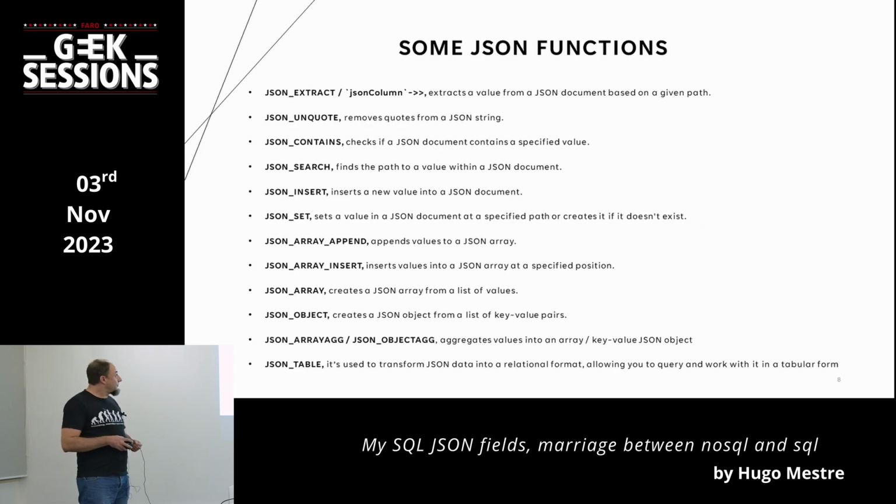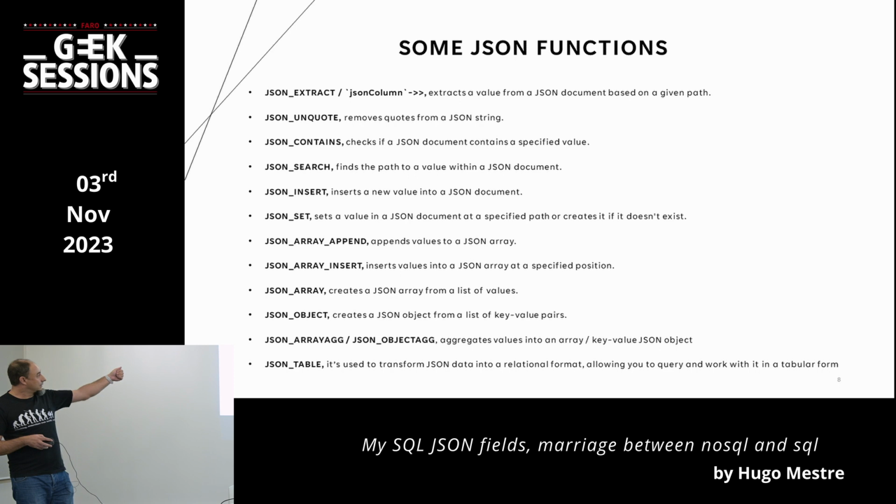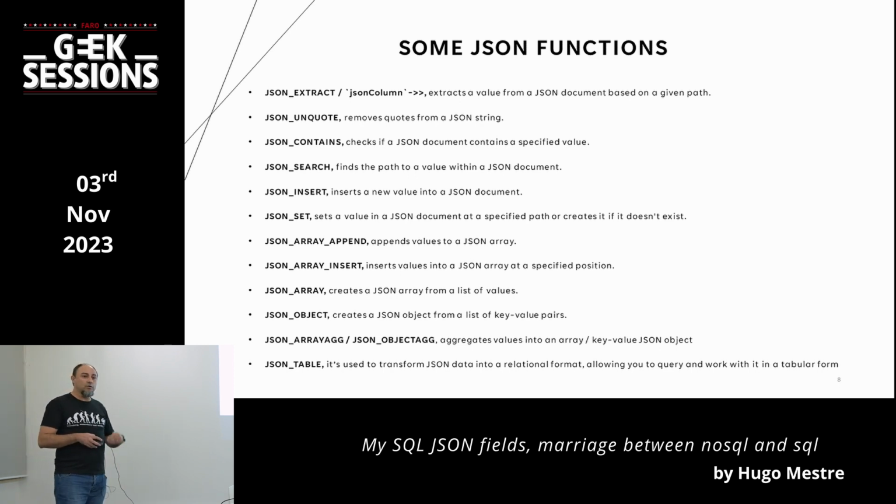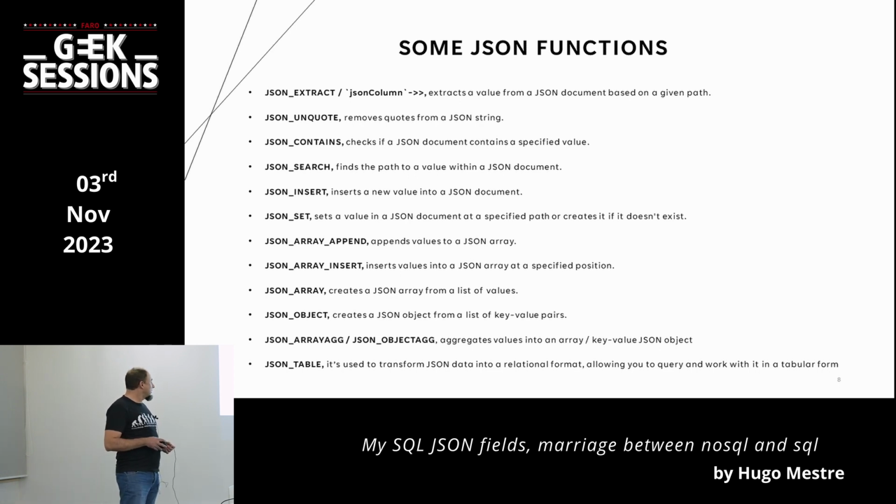Some of the JSON functions that we're going to talk about today, for example, JSON extract. Then you also have the inline path operator, that is the hyphen with the 2 greater-than signs. That is exactly the same thing as JSON extract, with a JSON column. JSON contains, I'm going to show this in the code, so I'm just going to say which ones we're going to talk about. JSON search, JSON insert, JSON set, array append, array insert, JSON array, JSON array aggregate, and JSON object aggregate.